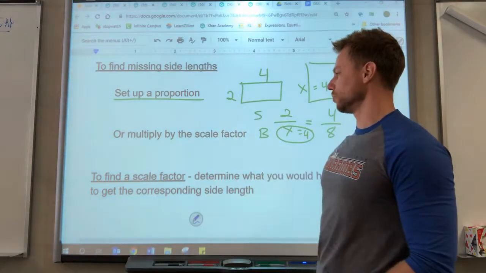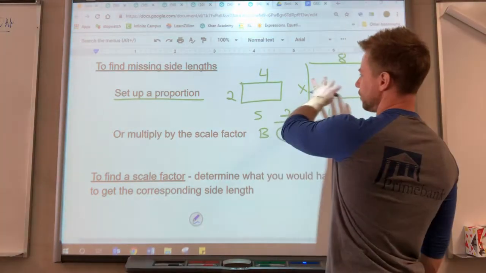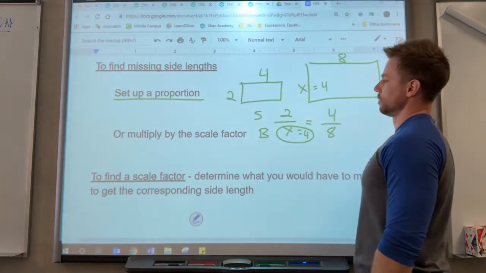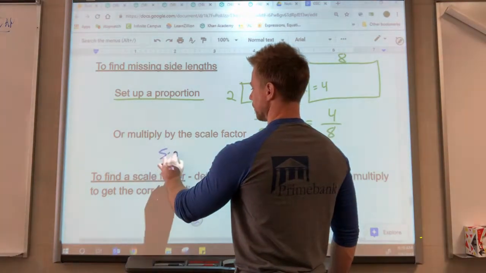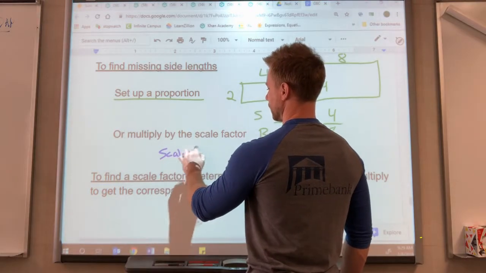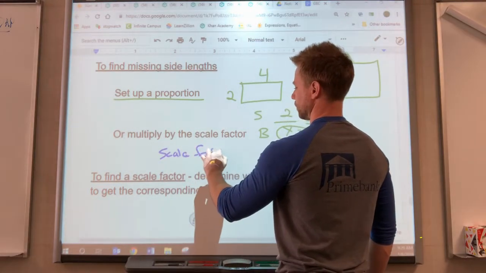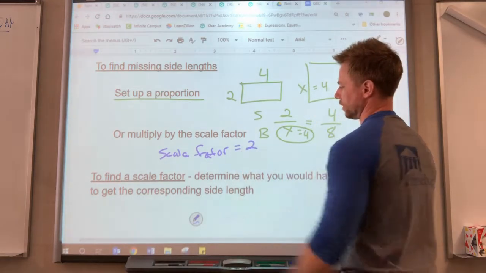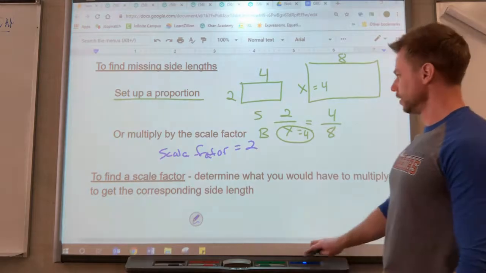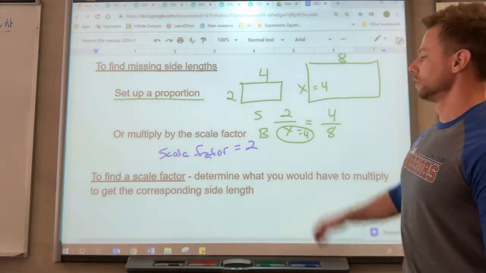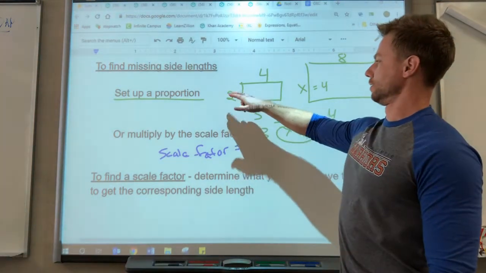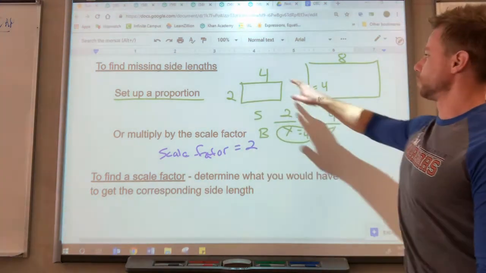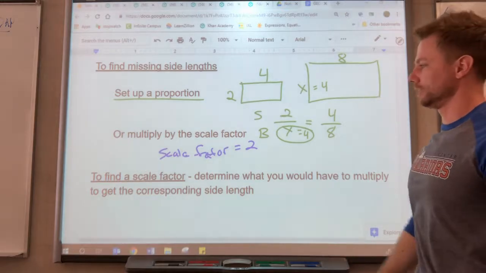Sometimes they will just give you a scale factor. They'll give you shapes like these rectangles, but then they'll just say the scale factor is 2. Okay, my scale factor is 2. So then all you would need to do is multiply the smaller one times 2 to get the bigger one. So 2 times 2 is 4. 4 times 2 is 8.